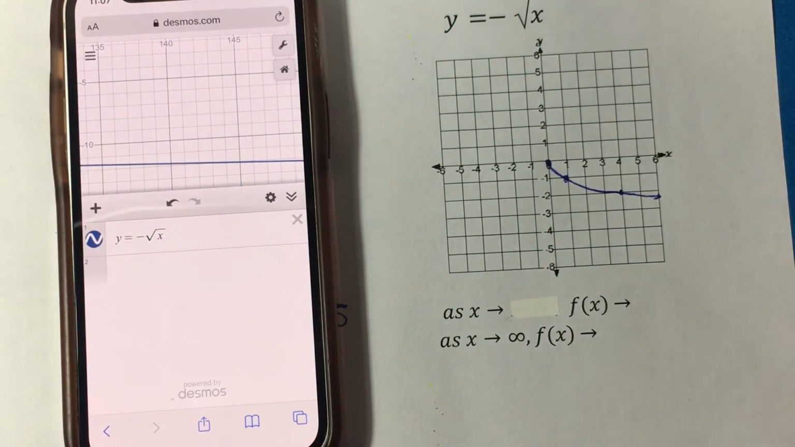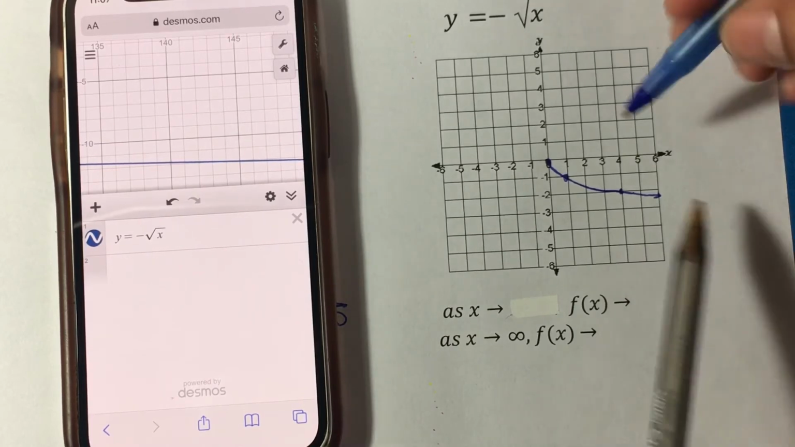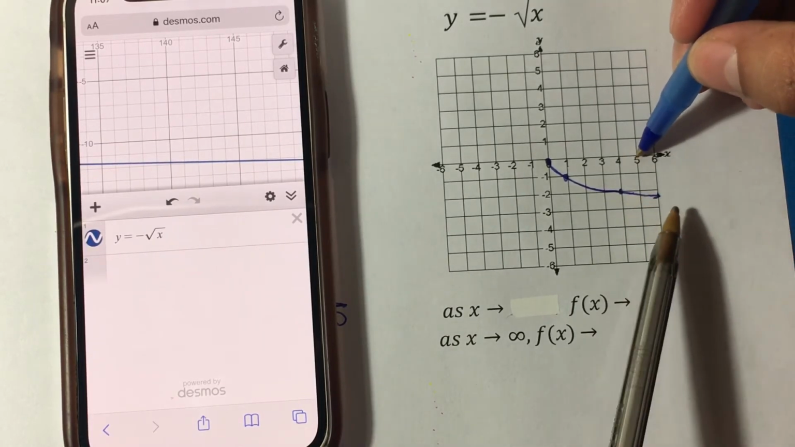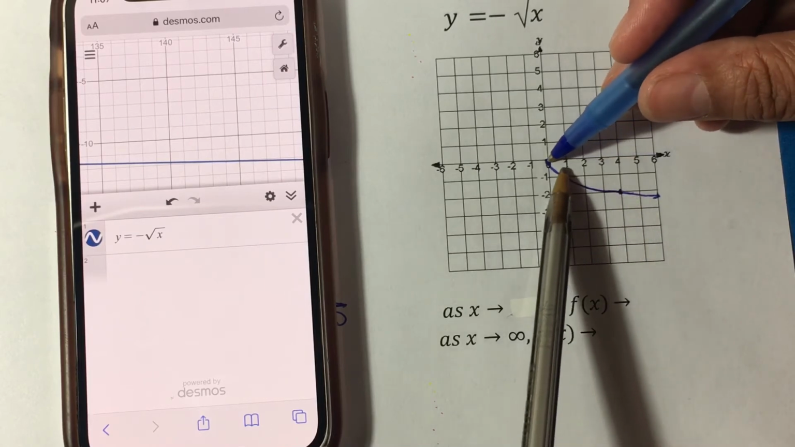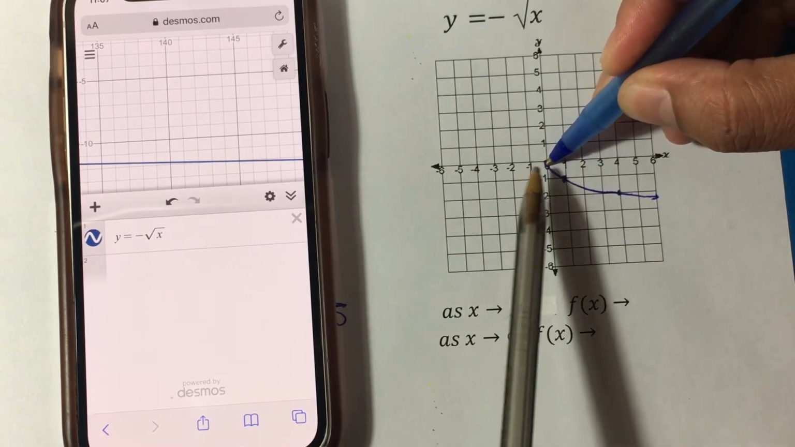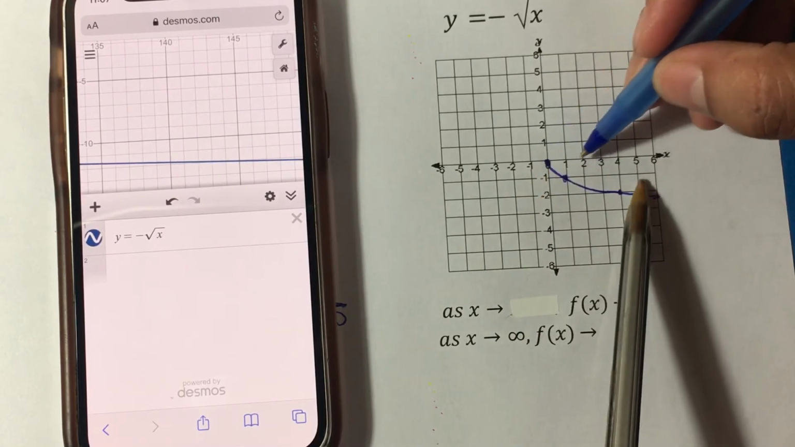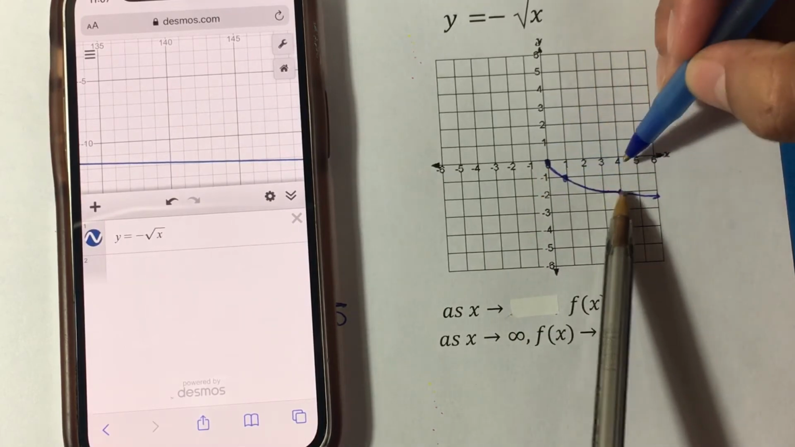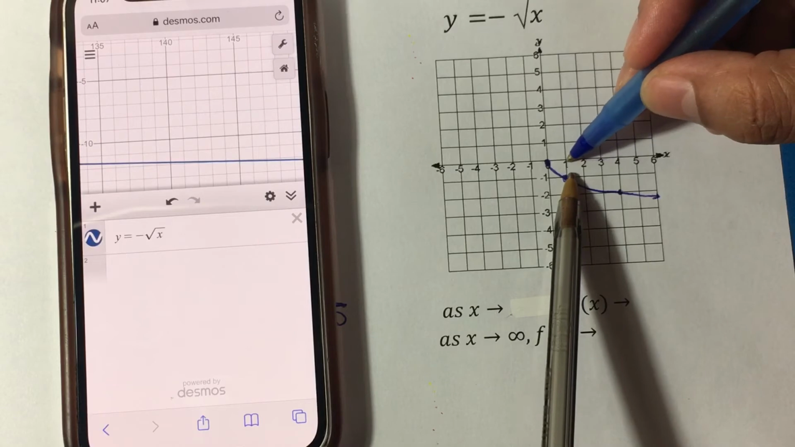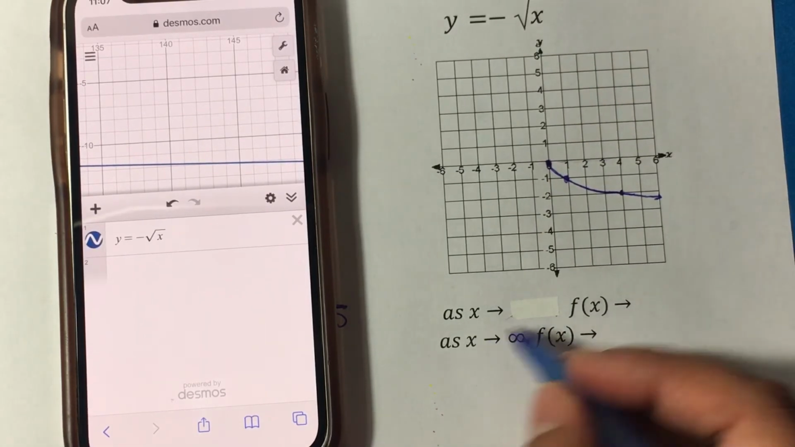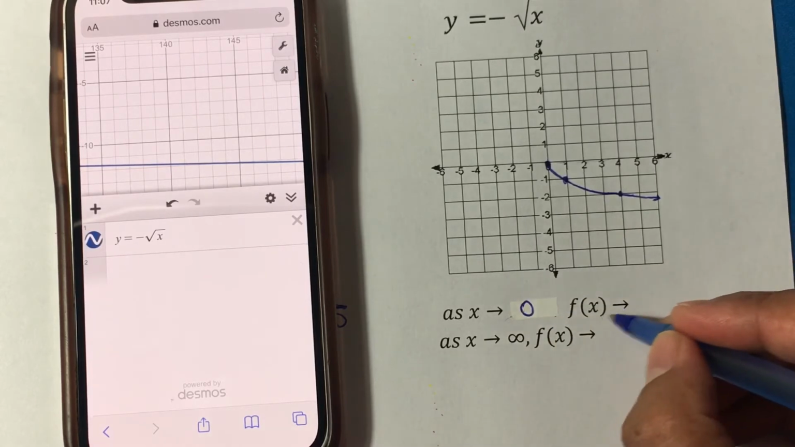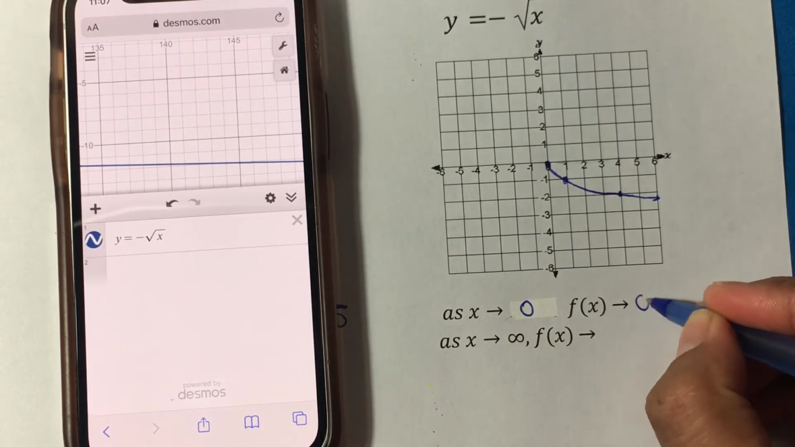Okay, and so let's see. Choose any part, let's align it with 5 maybe. And x is going towards what? Zero. It stops at zero. And y stops at what? It was negative 2, then it goes to negative 1, and then it goes to zero as well. So as x approaches zero, f of x approaches zero as well.